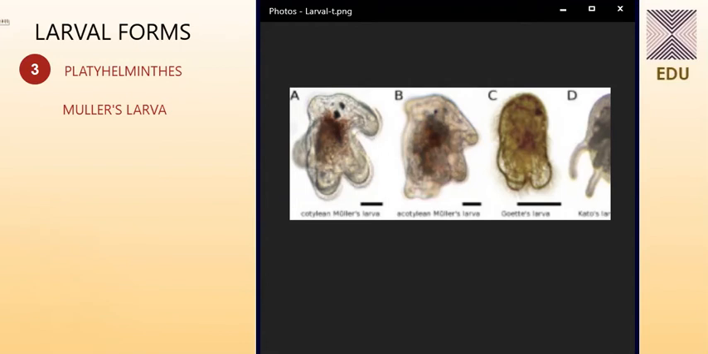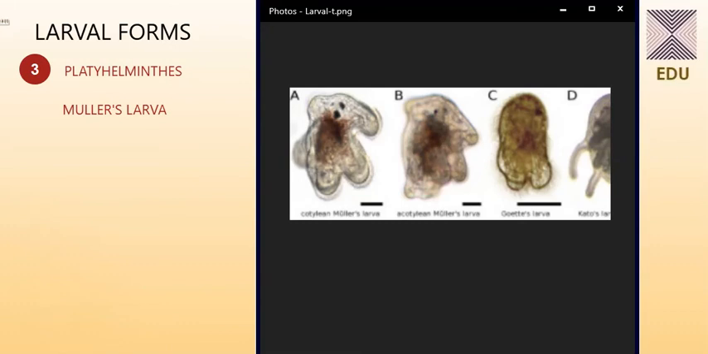That means that Platyhelminthes can be free living, they can be parasitic. The free living forms are developing directly, but if we talk about the parasitic Polycladida group, then it is having two suborders, Cotylia and Acotylia.